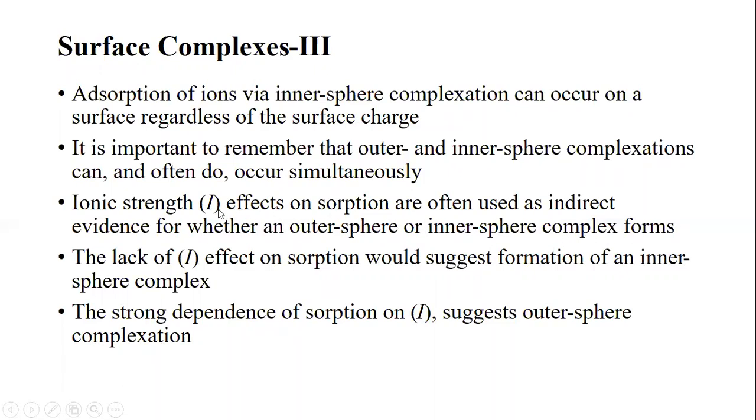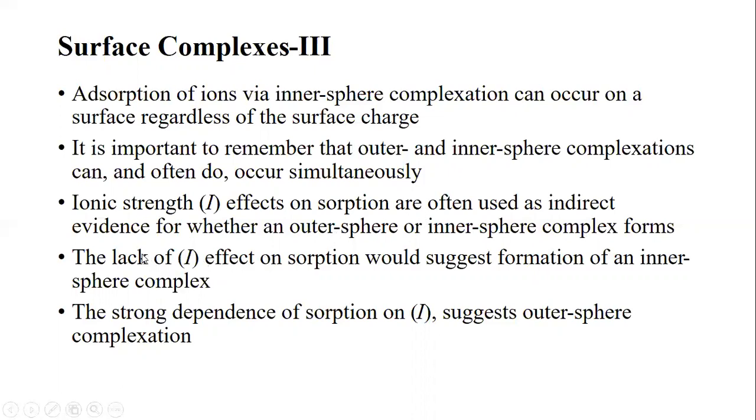So we study what the ionic strength does, the increase or the decrease of ions in the solution, that's what it means when you talk about ionic strength, remember. What are the effects on the sorption? From that, we can decide, do we really have an outer sphere or inner sphere complex? Indirect evidence, so it gives us evidence, but not a direct one. So it's like a proof in an indirect way.